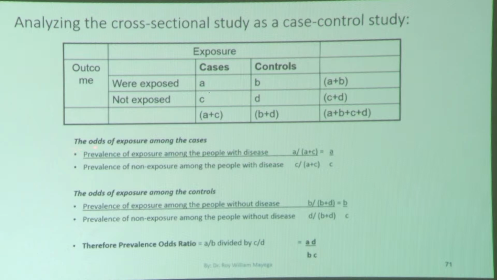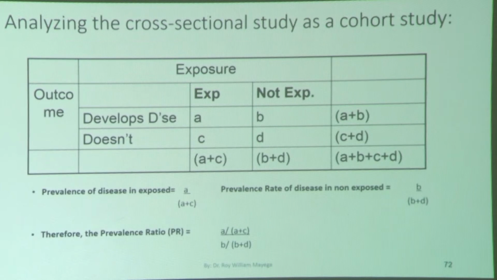So we can compute the odds of exposure among the cases and the odds of exposure among the controls in much the same way as we did for a case control study, and we get the cross product AD over BC. But being that both the exposure and the outcome are determined at the same point in time, and we're not sure what preceded the other, we can also analyze the cross-sectional study as a cohort study.